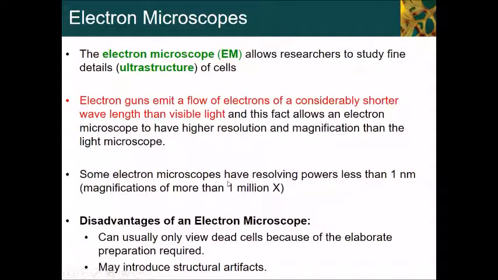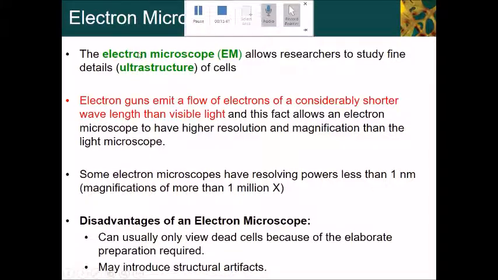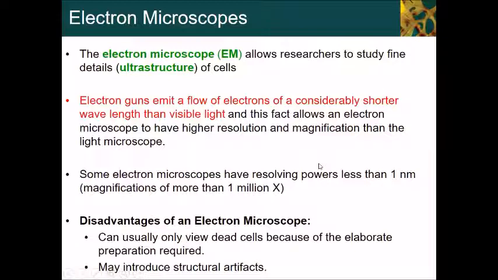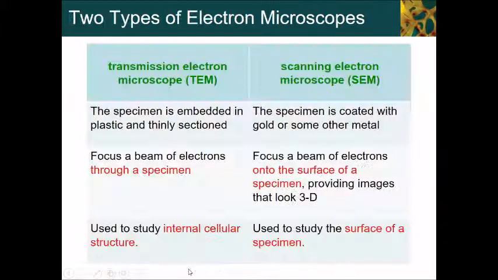So some electron microscopes have a resolving power of less than 1 nanometer. However, there are some disadvantages to using an electron microscope, in that it can only view dead cells, not living organisms, because of the elaborate preparation required. It may also introduce structural artifacts. There are two types of electron microscope: transmission electron microscope and scanning electron microscope.